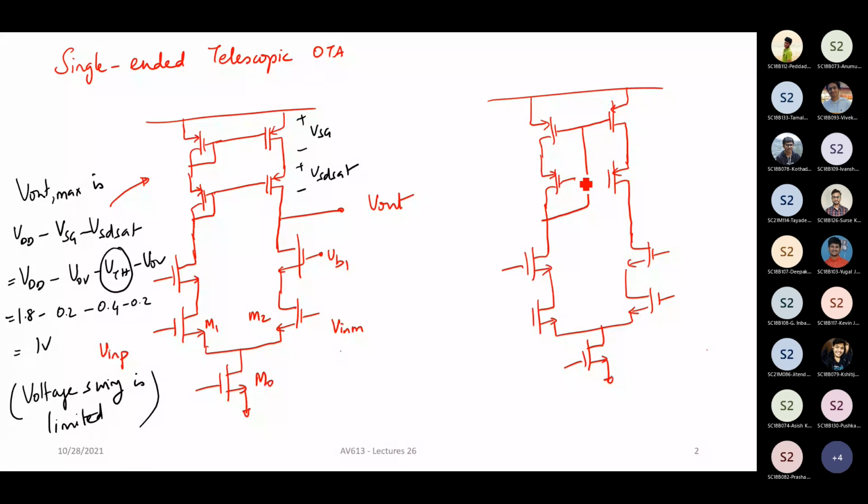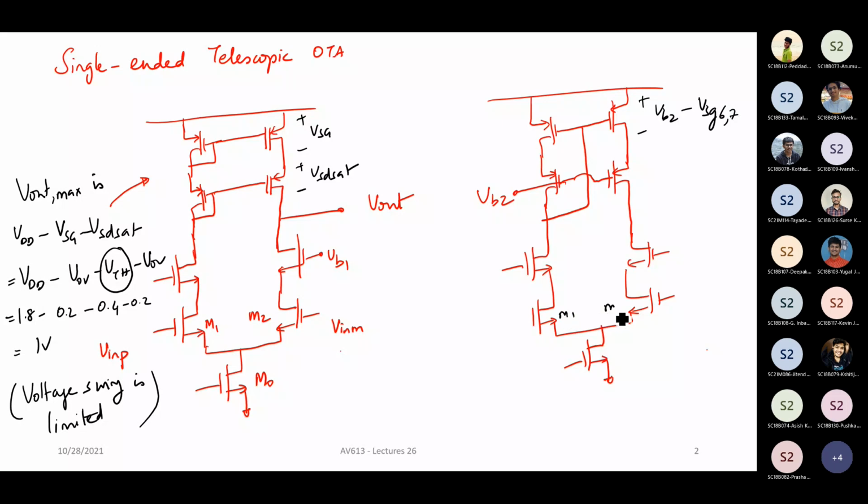Right? And these two things will be connected to some VB2. Correct. So you choose VB2 such that you allow only roughly around VSD sat here, right? Or rather, you choose VB2 such that this voltage is nothing but VB2 minus VSG of, let's say, 6 or 8, 6 and 7, right?